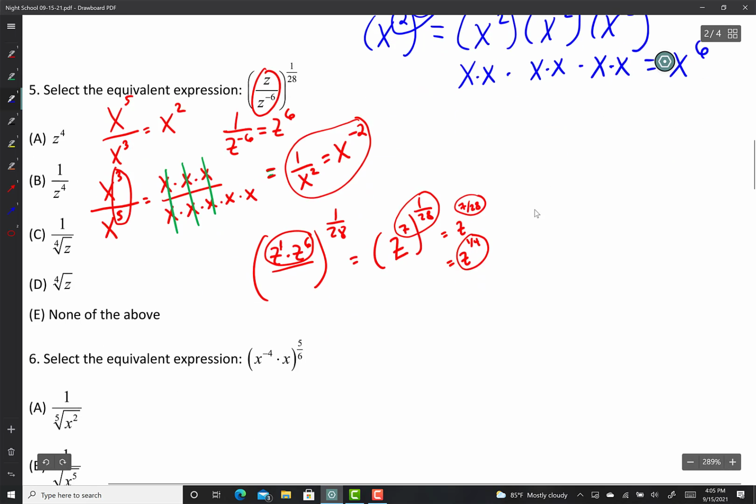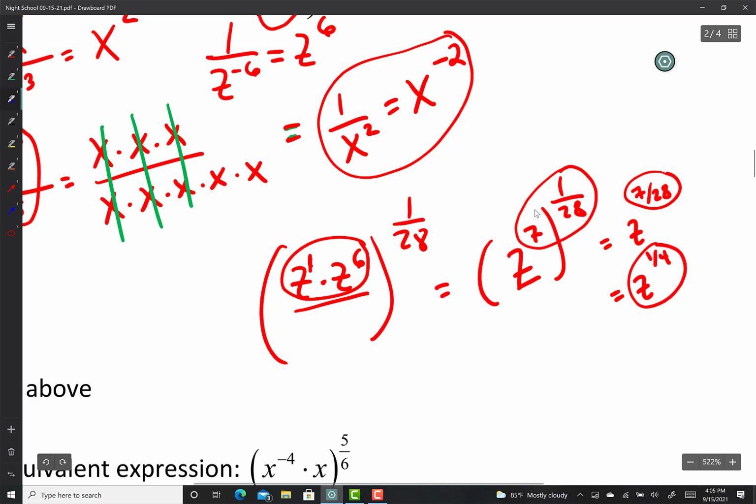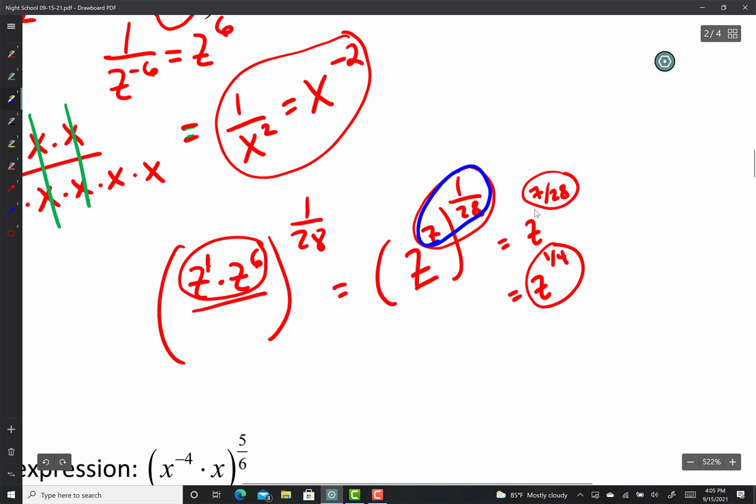And there it is. So I did the same concept. I had x to the 7th, z to the 7th, raised to the 1/28. Oh, what do you do now? Multiply those two. You get 7 over 28. Yeah, you can leave it like that, but it's not normal. If you can reduce it, it's not normal to leave it like that. So 7 goes into 28 4 times, so z to the 1/4.